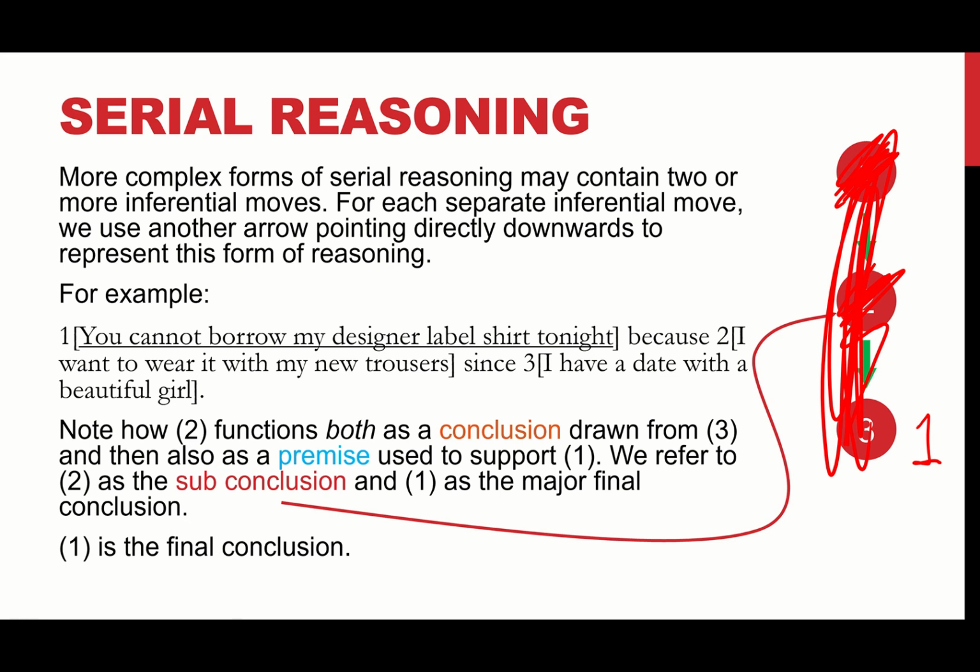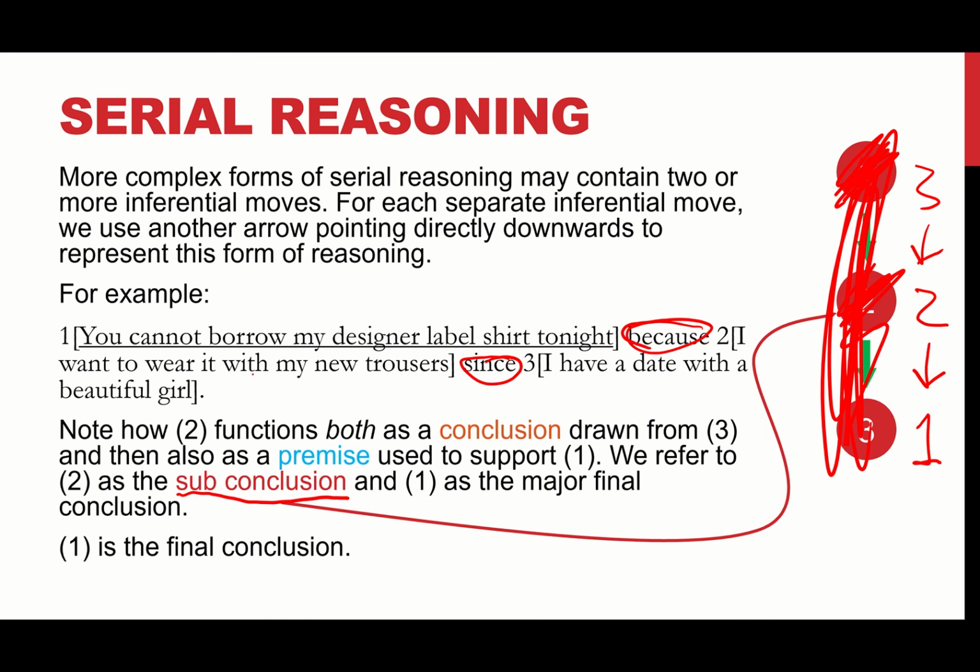And the reason for 1 is because 2. So 2 supports 1. But 2 itself is supported by 3. So 3 is actually giving support to 2. That's a 3-2-1 serial argument. 2 is special here. So 2 is what we would call a sub-conclusion.